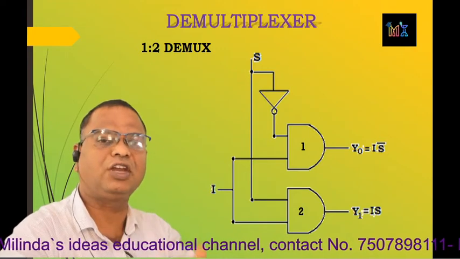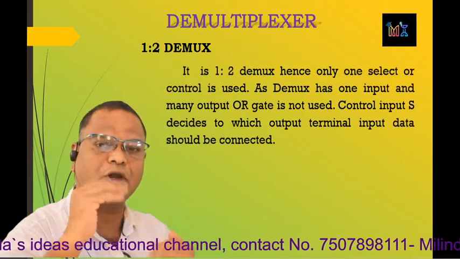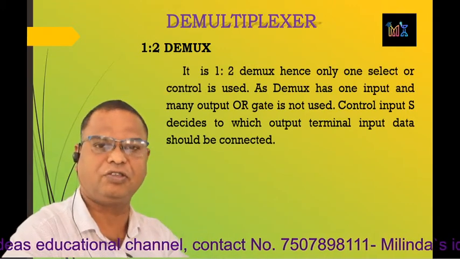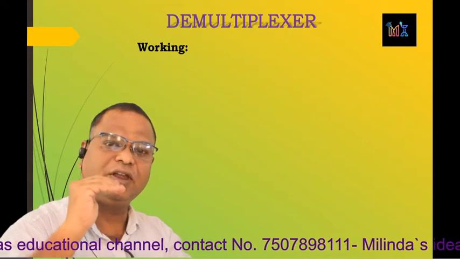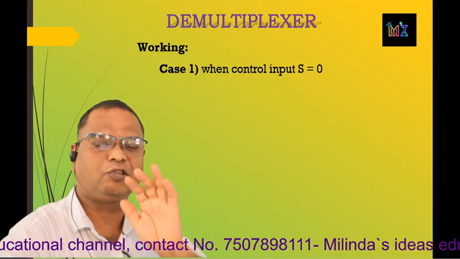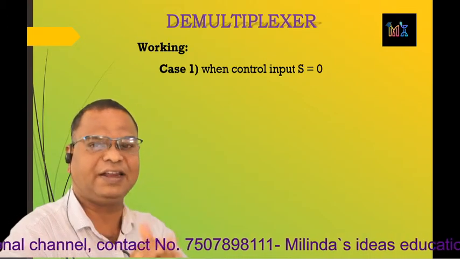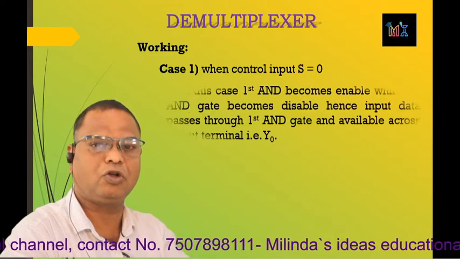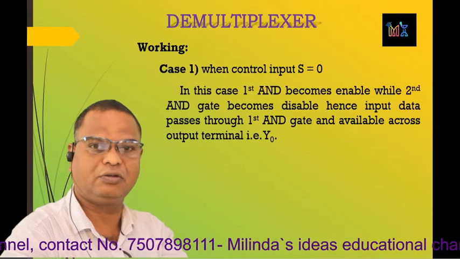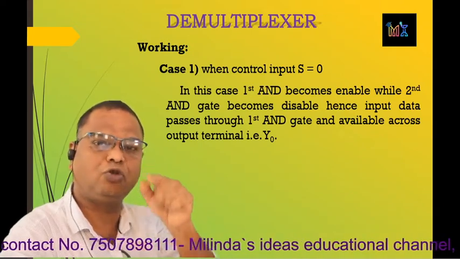Now how does this circuit work? How does this circuit connect the input data to particular output terminals? We have to study the first case. What is the first case? That is when the select input, or control input, is low. When the control input is low, the upper AND gate, that is the first AND gate, is in enable mode because its control input now goes to a high level. Why does it go to high level? Because the control input is connected through a NOT gate.